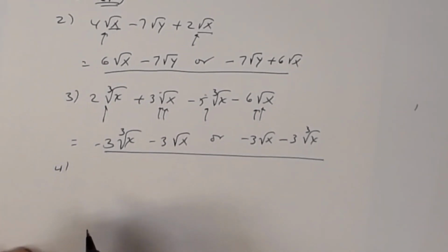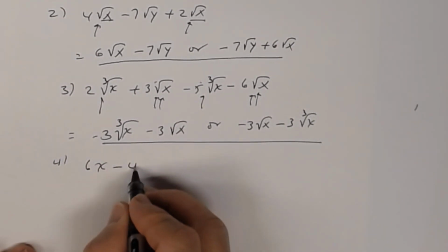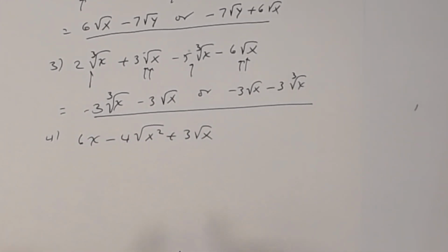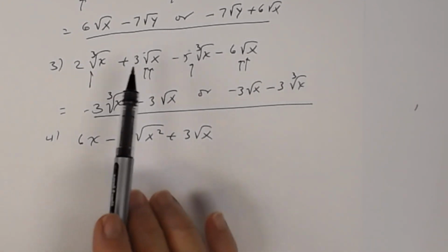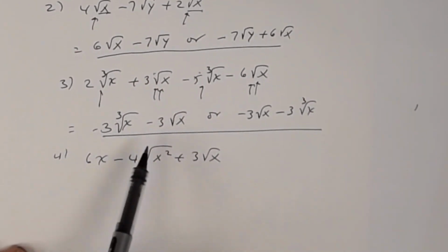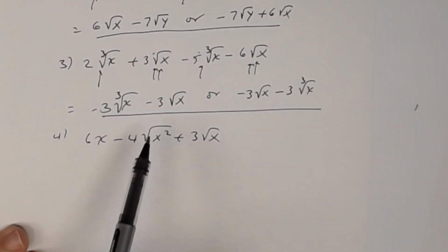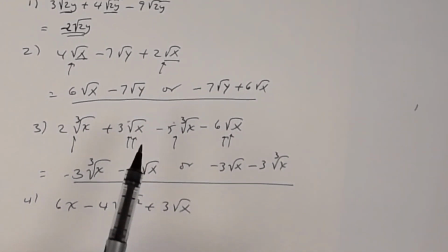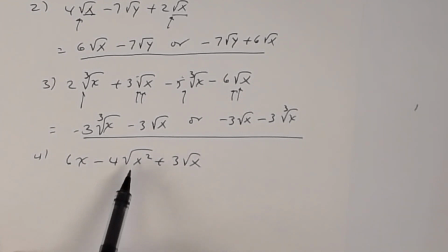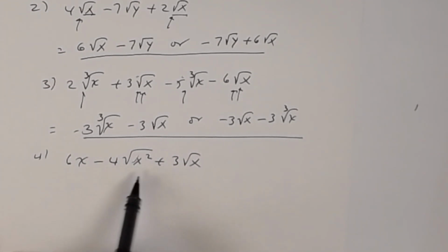All right, number 4, we have 6x minus 4 square root of x squared plus 3 square root of x. So in all the other problems, there was nothing to simplify. So we just combine like terms. Now we do though, you've got to be able to simplify first. So when you see add or subtract, before you can add or subtract, you've got to make sure that your terms are simplified as much as they can be simplified. So that way you can combine like terms. Here though, I can simplify the square root of x squared. From previous lessons, we know that the square root of x squared is x, because x times x is x squared.